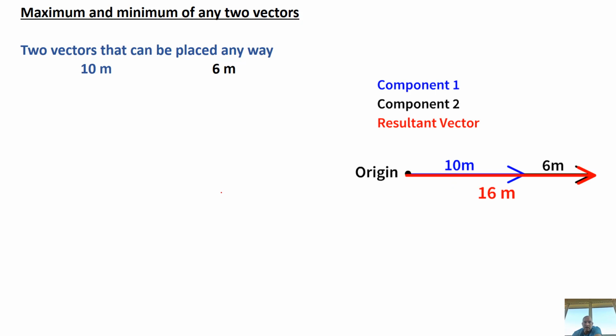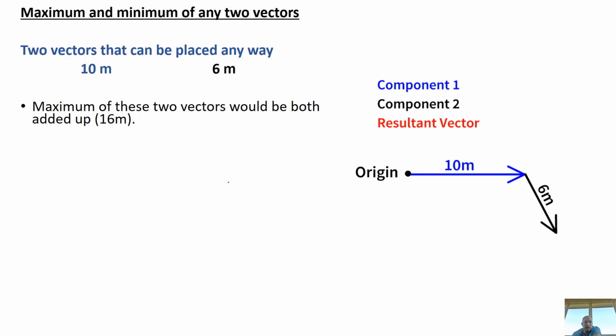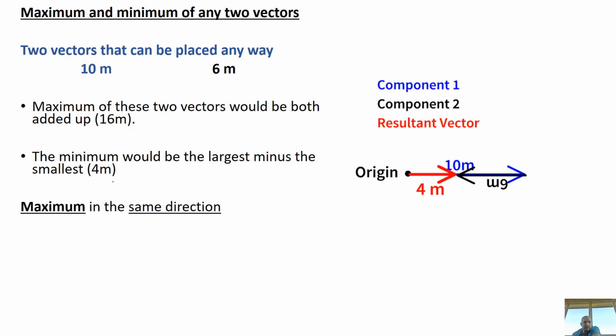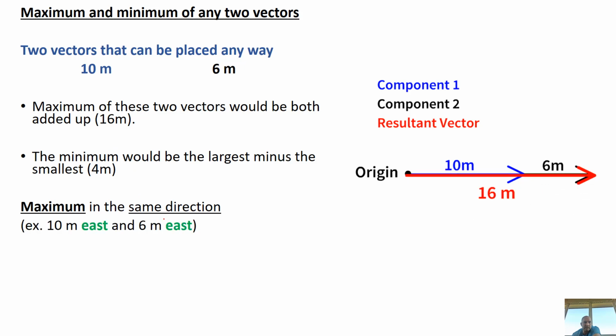But in general, if they go the same direction, you add them together and you get the maximum. If you have them going opposite directions, you're going to get the minimum, subtracting the smaller one from the bigger one. So if you add them together, you get 16. If you subtract them, you get the minimum. Maximum, same direction.